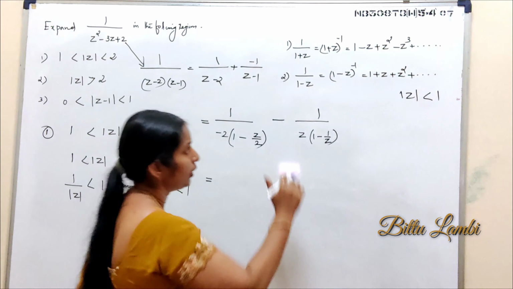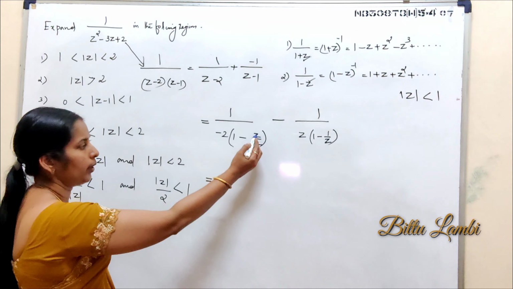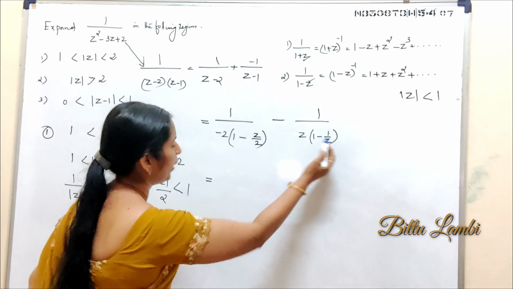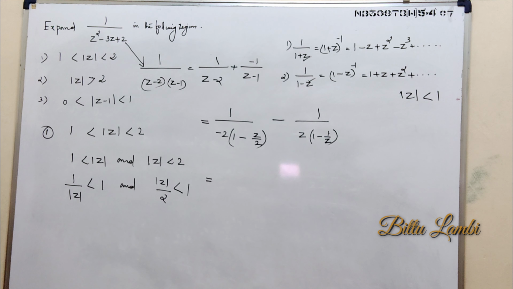That is, the modulus of the second term in the denominator should be less than 1. Here mod z by 2 less than 1. Here 1 by mod z less than 1. Now it's ready for applying that result. So you apply it. You can see.